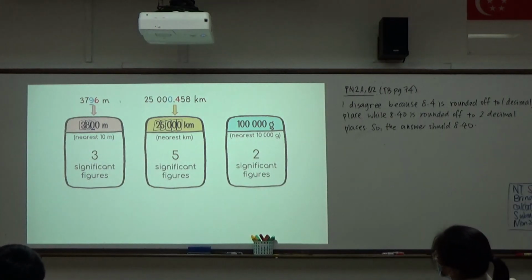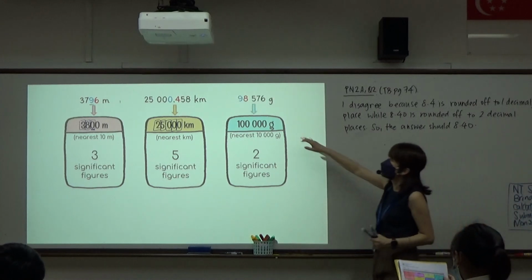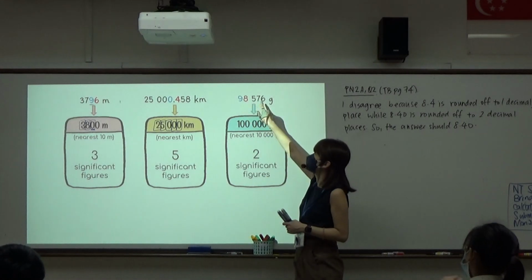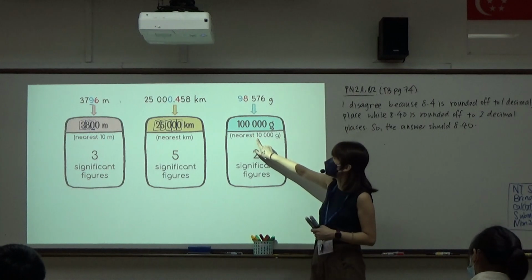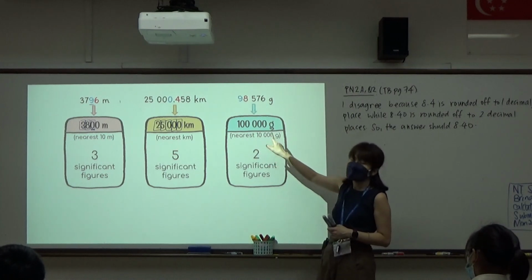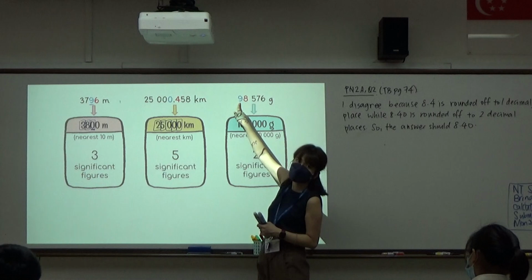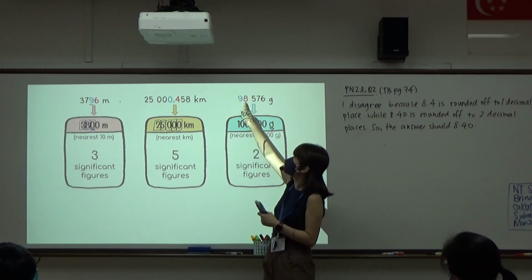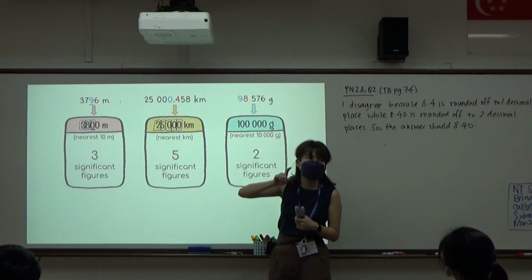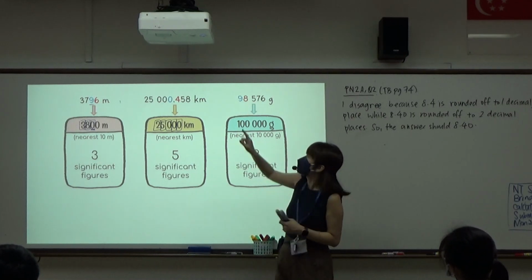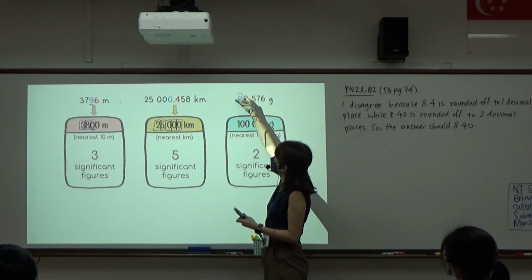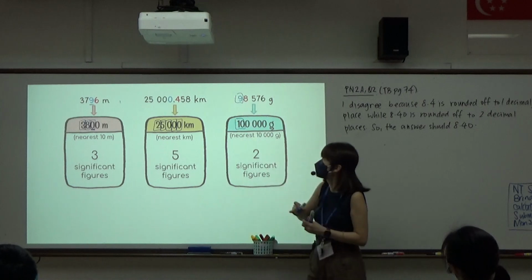Okay? Last one, 100,000 grams. The original number, for example, is 98,576. The question wants us to round off to 10,000. The 10,000 place is over here. Okay? So I look at the next digit, it is an 8. That means my 8 will cause my 9 to round up or down? Up. So my 9 will become a 10. Okay? So that's why this 9 here becomes this 10 over here.